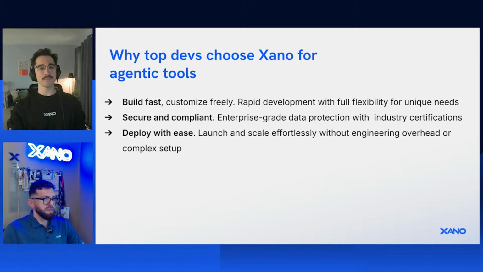So why are top devs choosing Xano for agentic tooling? Well, it's because you can build fast and you can build securely and in compliance, and truly you can deploy with ease. When you build fast with our visual editor, you're able to go ahead and rapidly change anything that comes up. You can go ahead and implement, you can go ahead and change. It's very, very, very fast.